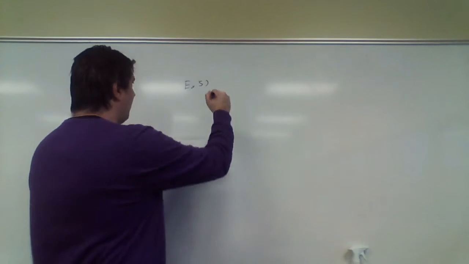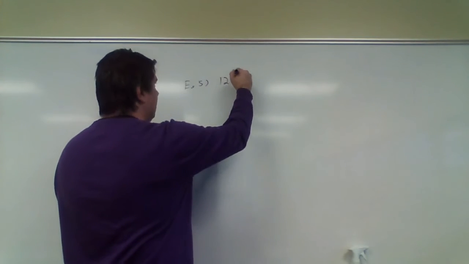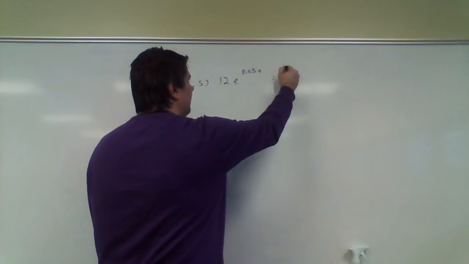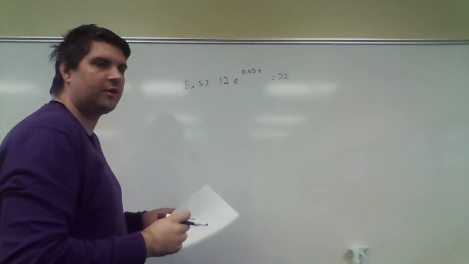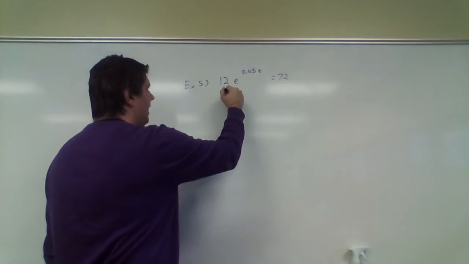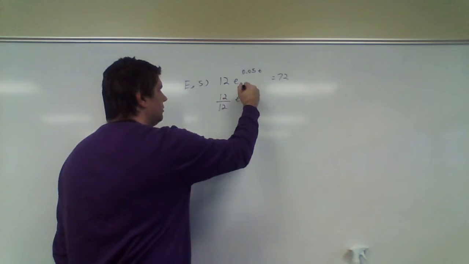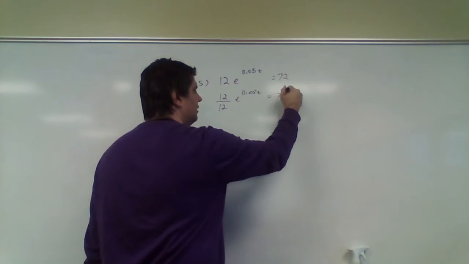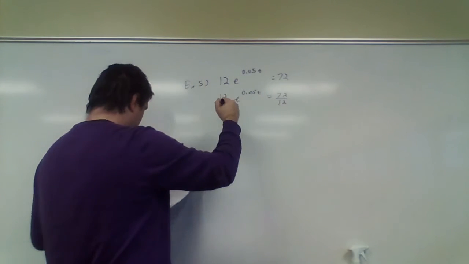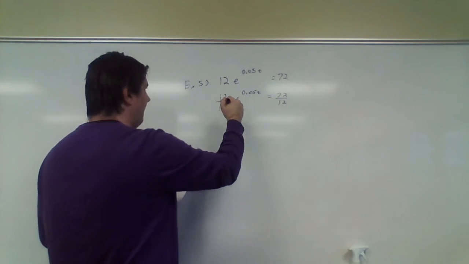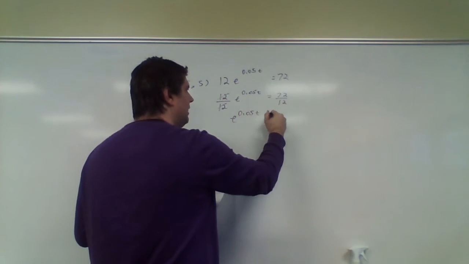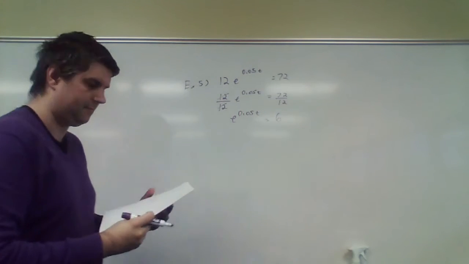Next up, example 5 is 12e^(0.05t) = 72. First order of business, divide off the 12 because we want to isolate the e. So these cancel, and e^(0.05t) is 6.